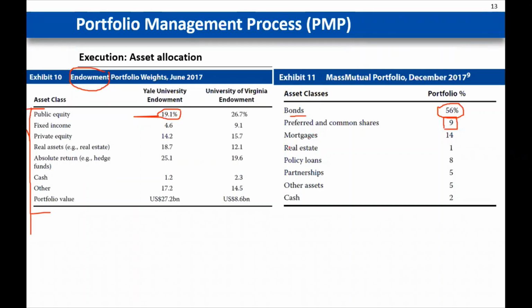They also have real estate investment, mortgage investment, policy loans, partnerships, and other assets. Out of their total investment, only 2% is in cash. But in the case of Yale University, their cash is 1.2% of their portfolio, and at the University of Virginia, cash is 2.3%.